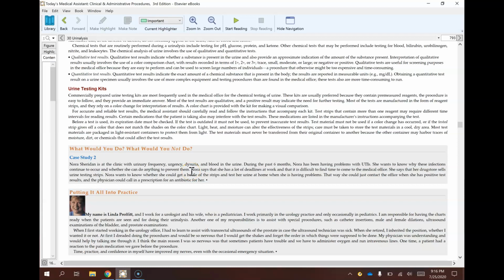Urinary frequency, as you know, is polyuria. Urgency, feels like she has to urinate all the time. Dysuria, that's painful urination. And hematuria, blood in the urine. She keeps having these problems. She wants to know why these infections continue to occur, and is there something she can do to prevent them?